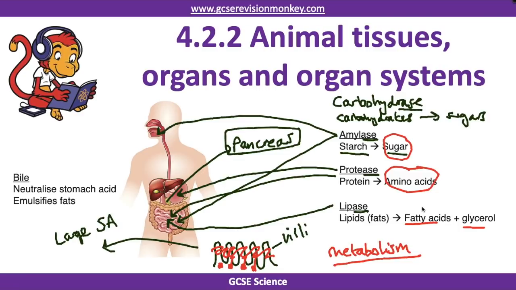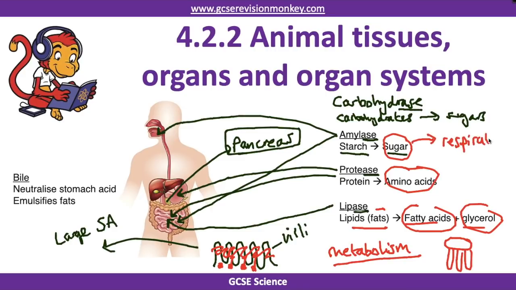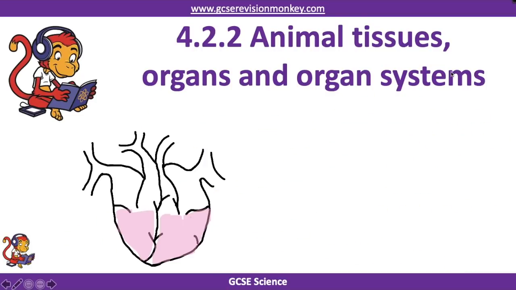For example, if we had the fatty acids and glycerol combining again, you have one glycerol with 3 fatty acids, and that would make a lipid molecule, and that can be used to deposit a layer of fat in your body, for example. And some of the sugar will be used straight away for respiration, which happens in all cells of your body. One of the organs they'd like you to focus on is the heart.